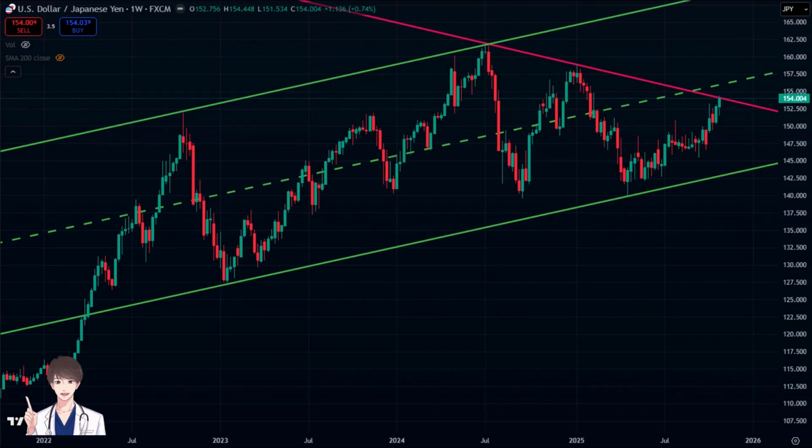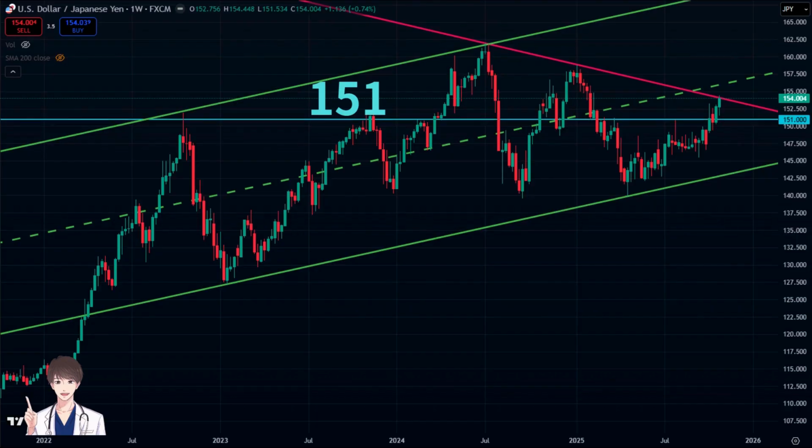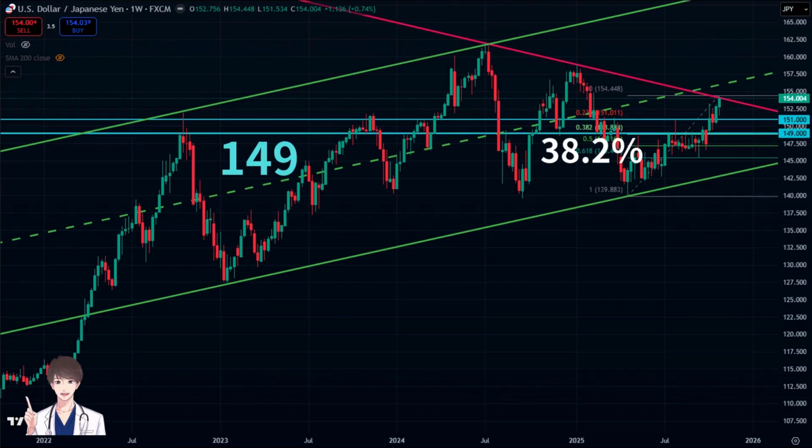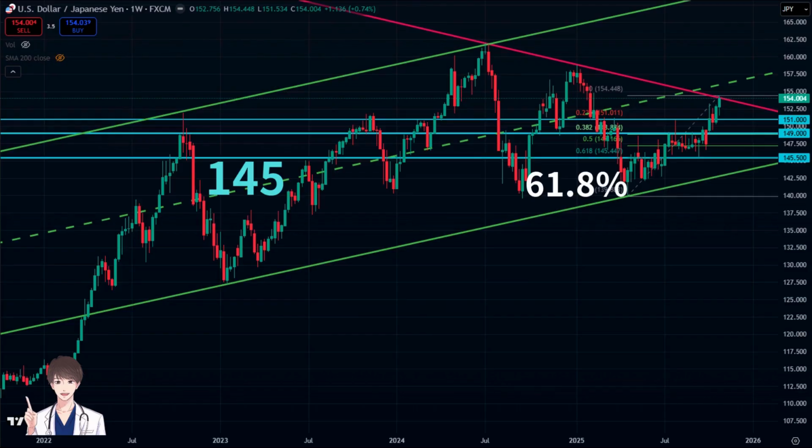If price pulls back, support may be found near 151, which aligns with the 23.6% Fibonacci retracement from the April low. Below that, the 38.2% retracement near 149 marks the next support. A deeper correction could reach 61.8% near 145.5. If price drops below this, caution is advised.